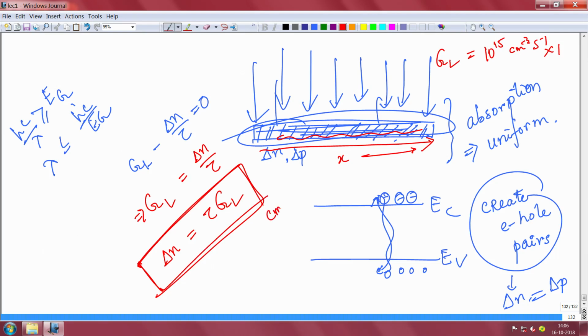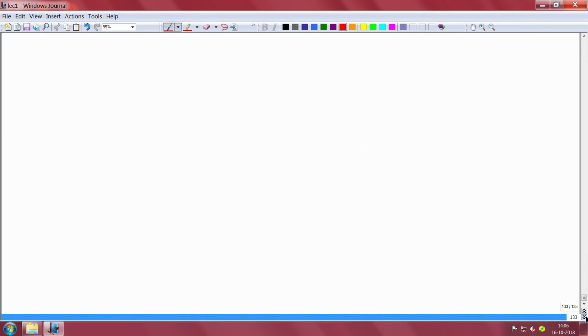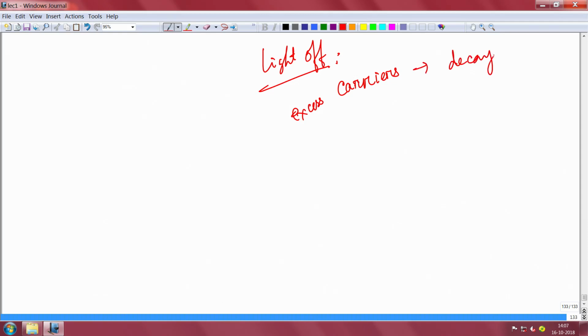This unit is per centimeter cube. Now the moment the light is switched off, if you switch off the light, for example, then the carriers will decay with time, not distance. Everywhere it was uniform, no? So the excess carriers will decay with time. And by doing this measurement, experimentally you can measure the carrier lifetime.